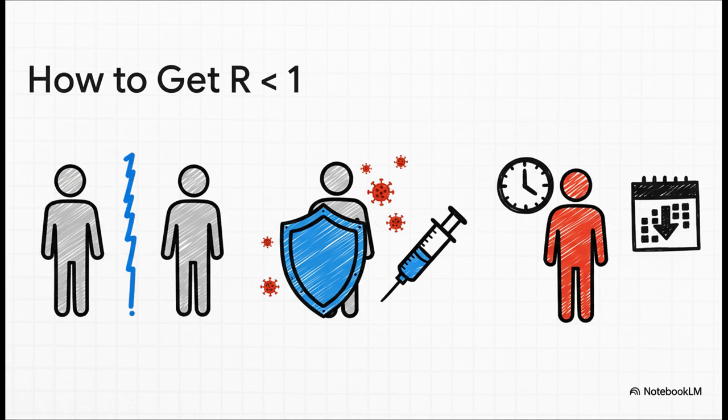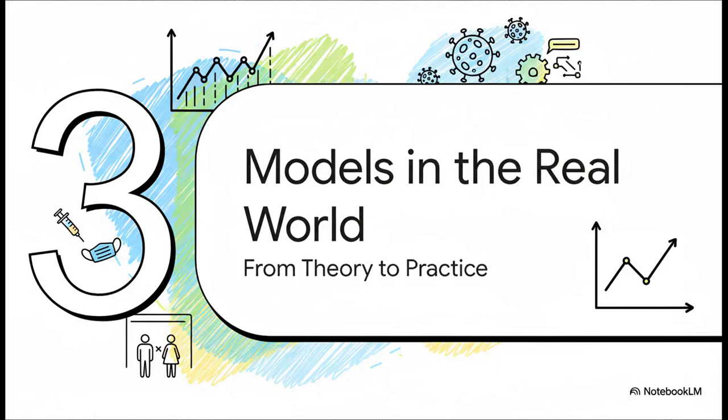Social distancing, that's all about reducing C, the rate of contact. Vaccines, they hammer P, the probability of transmission. And treatments, they can shorten D, the duration of infectiousness. It's literally a direct assault on the mathematics of the disease. Okay, so this isn't just a bunch of abstract theory.